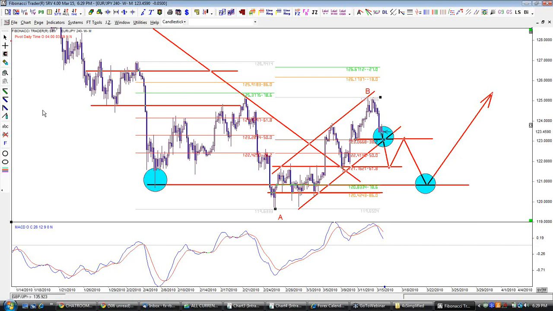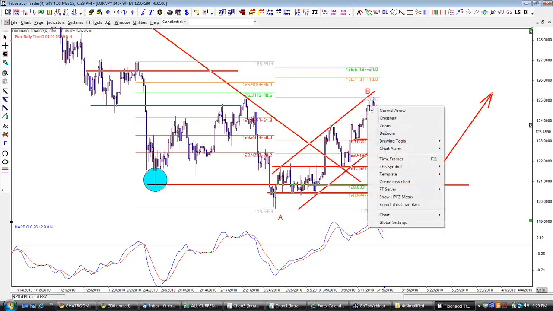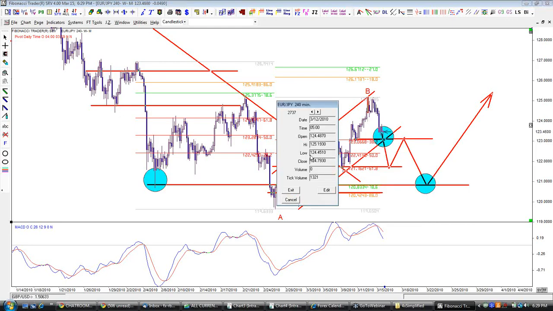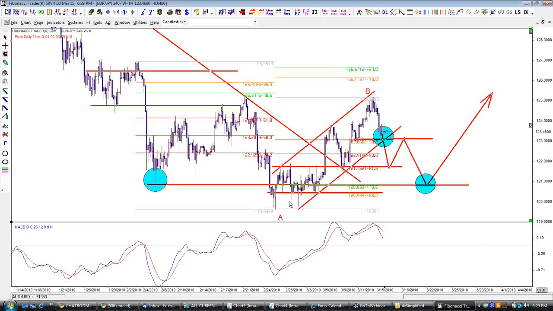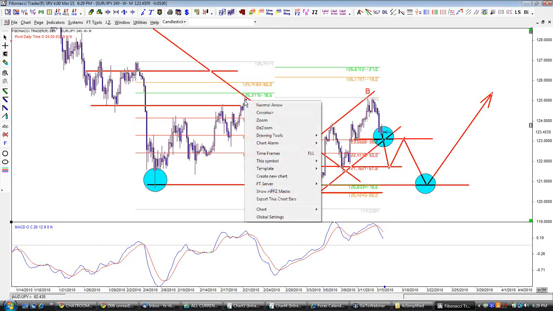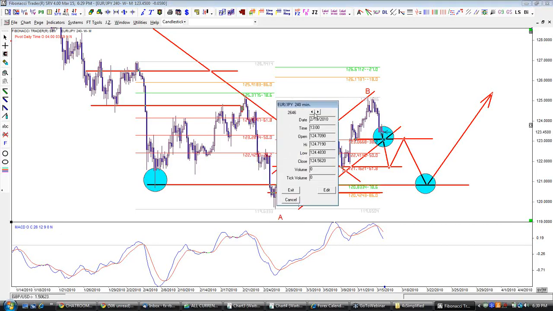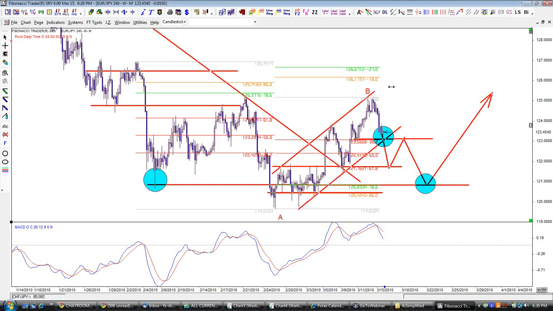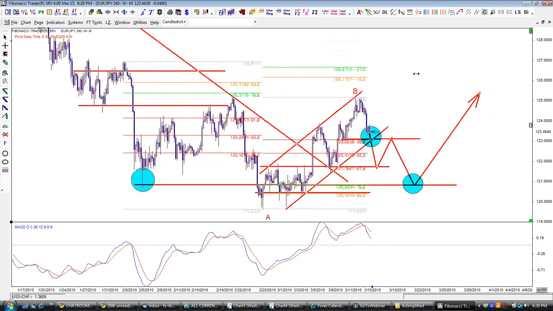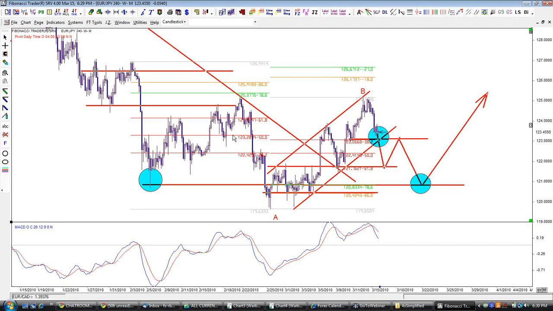We have broken the trend line. Let's see where those highs are. But we almost took the high. 125.19. It should be very close. 125.22. So we will be watching this area.